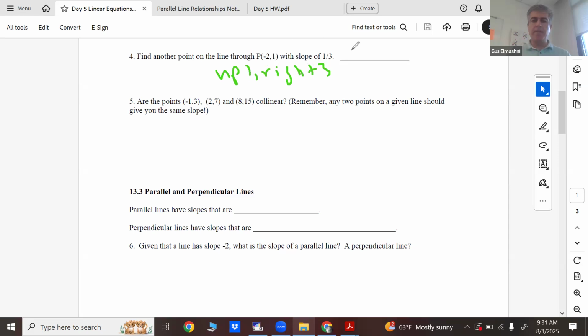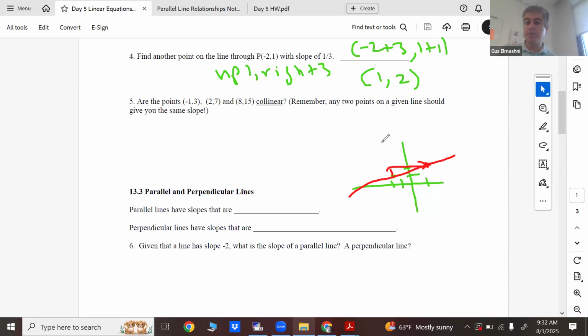So if we go up 1, right 3, I'm going to do -2 plus 3 and 1 plus 1. What's -2 plus 3? 1. So 1 comma 2. If you plot the points, that's probably the best thing to do, I think. If I go up 1 and right 3, there you go, 1/3. So 1, 2 would be another point. You could say a bunch of other points.